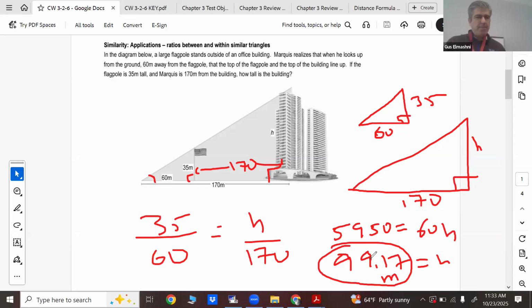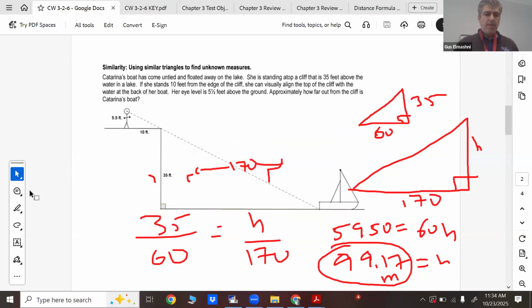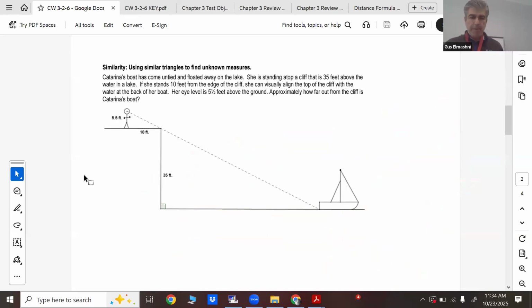Kind of make sense? We're okay with that? I will do the next one also, but then I'm going to have you try the next couple of word problems from your table groups. So let's take a look at the next one here. Let's have someone read. William, can you read the next one about the boat?